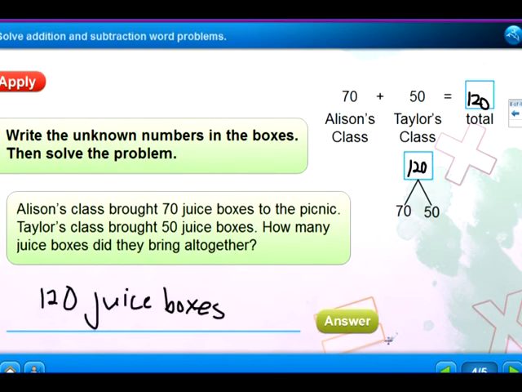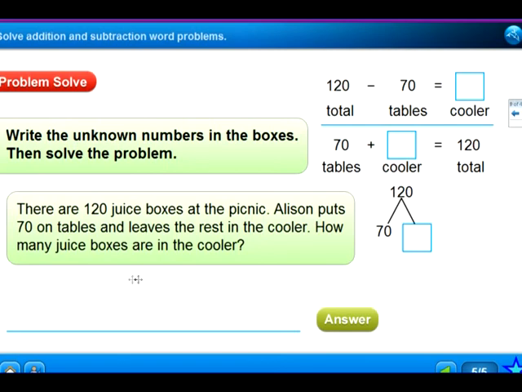Let's check our answer, and our answer says 120 juice boxes. Good job. Well, let's try this problem solving. There are 120 juice boxes at the picnic. Allison puts 70 on tables and leaves the rest in the cooler. How many juice boxes are in the cooler?